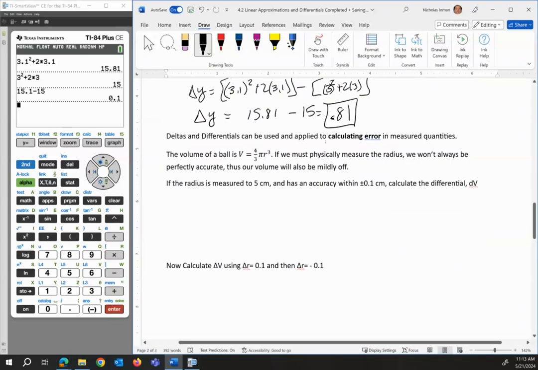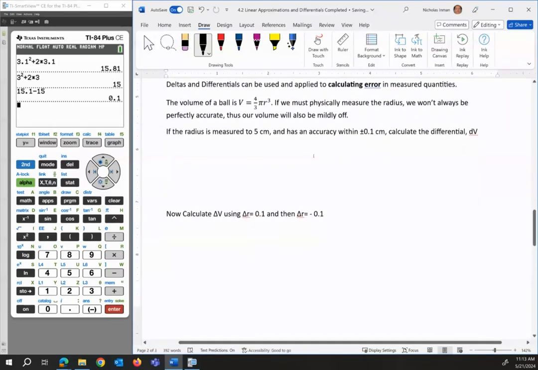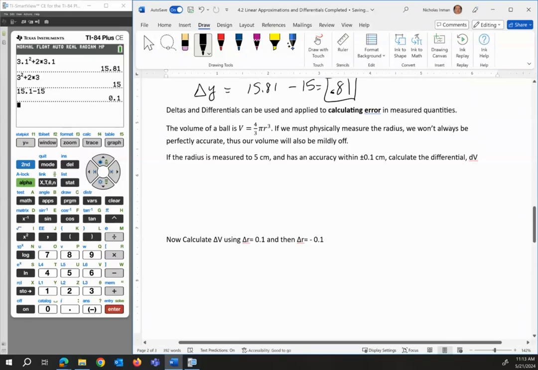So we can use these things to calculate error, and that's fun. Let's say we have the volume of a ball, the volume of a sphere, 4/3 pi r cubed. If we must physically measure the radius, we're not always going to be accurate. When you actually have to measure things, there is human error. There is error by means of, is it exactly at 5 centimeters, or is it at like a 5.1?